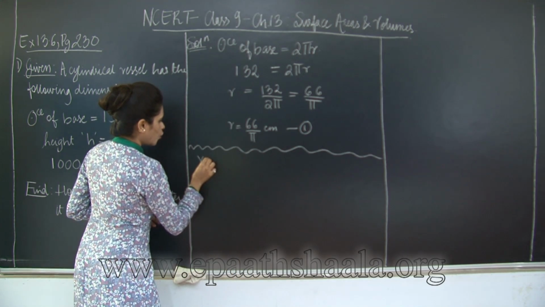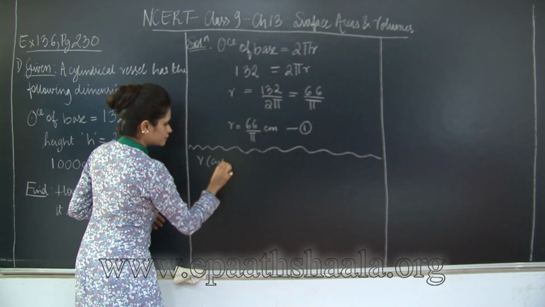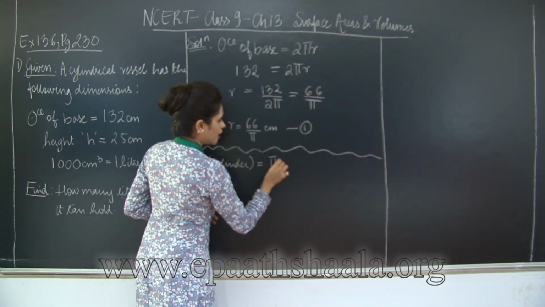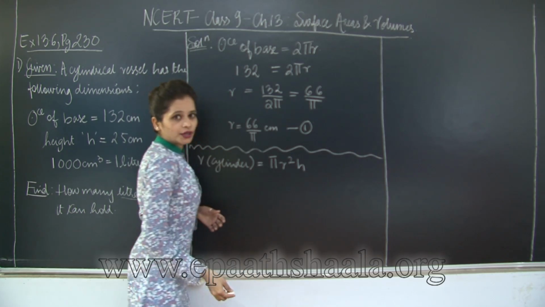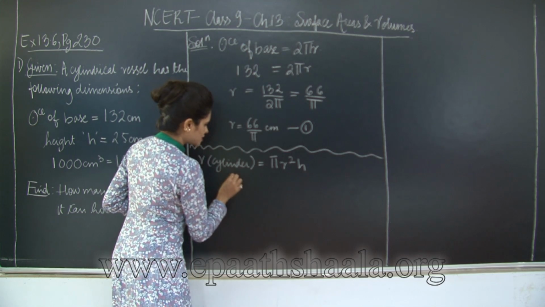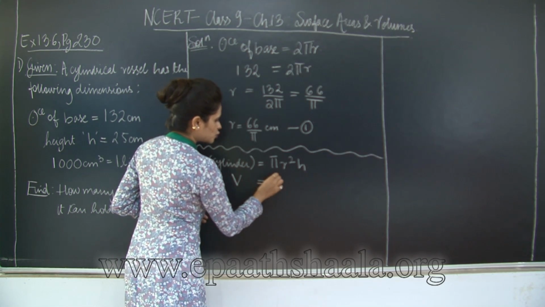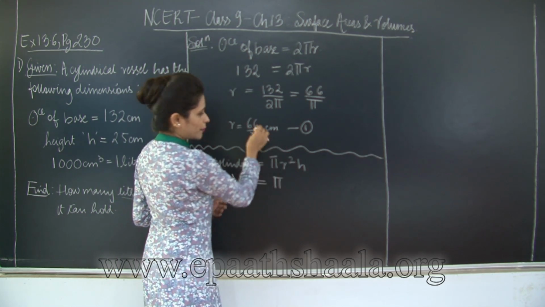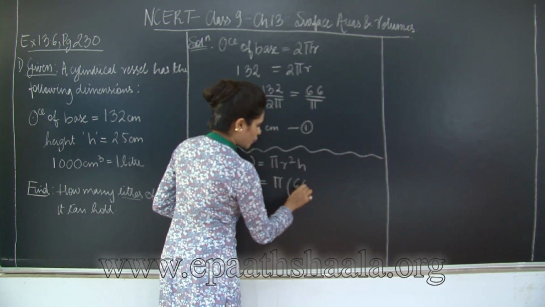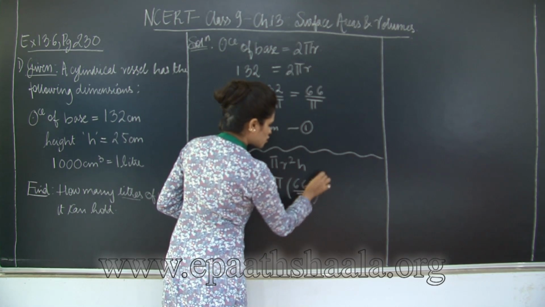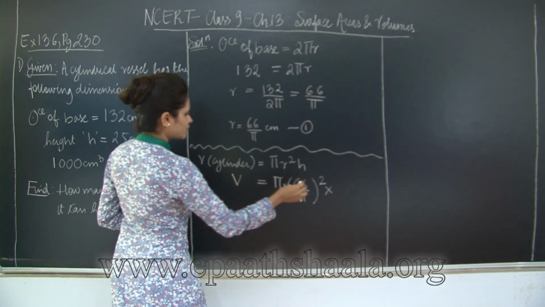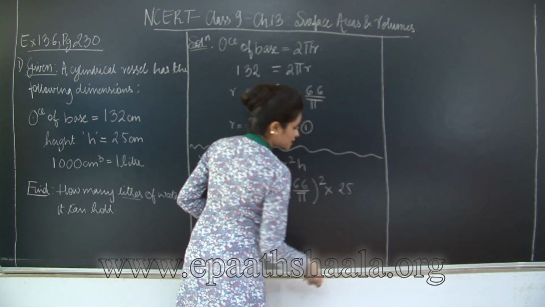Now I'll say volume of cylinder is equal to pi r square h, right? So volume of cylinder is what we need to find out. So volume V is equal to pi into r square, but r is what? 66 upon pi. So 66 upon pi the whole square into h. So what is the height? Height is given to be 25 centimeters, right?